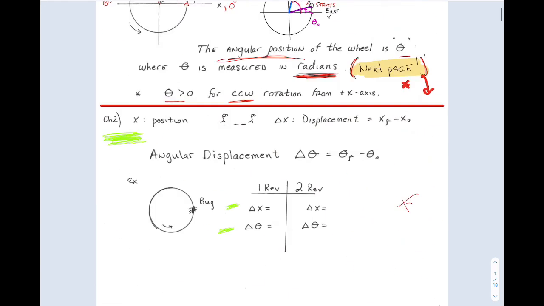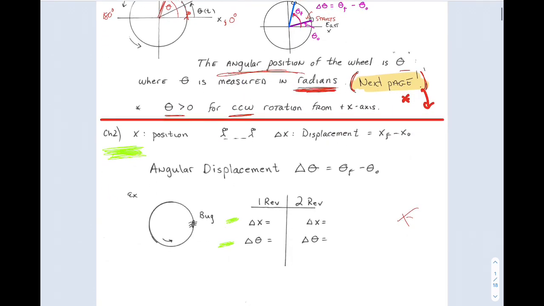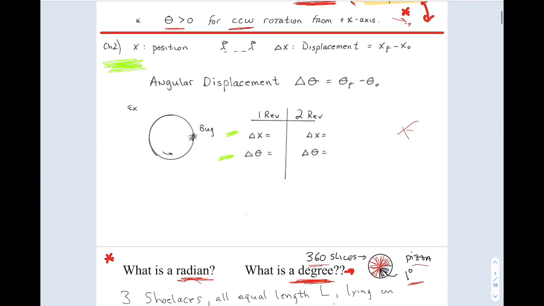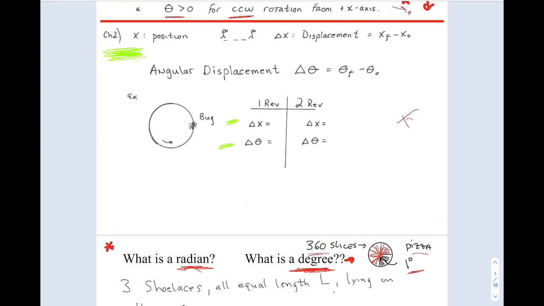Okay, so I want to go back to page 1, because we jumped off of that right here. In chapter 2, x was the position. That's you walking along the road, or the car. Remember the gremlin that went down the road? x was your position. Delta x was your displacement, that's your change in position.